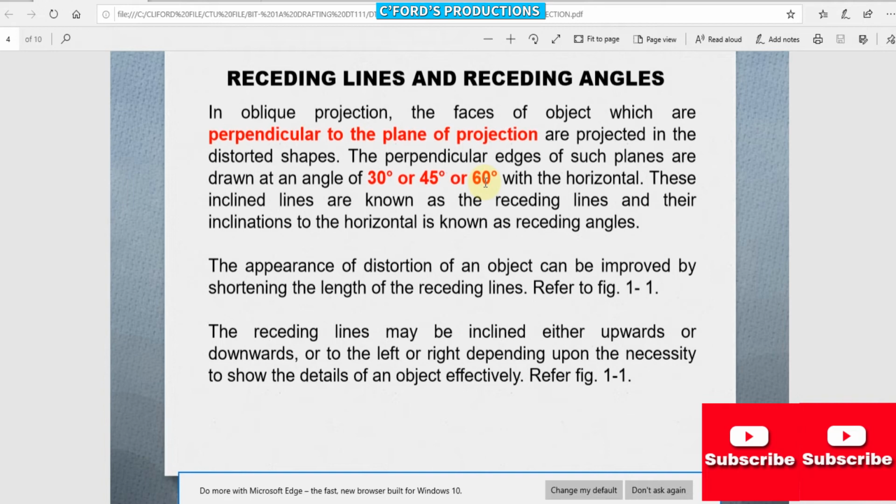So the appearance of distortion of an object can be improved by shortening the length of the receding lines. So the receding lines may be inclined either upwards or downwards, or to the left or to the right, depending upon the necessity to show the details of an object.